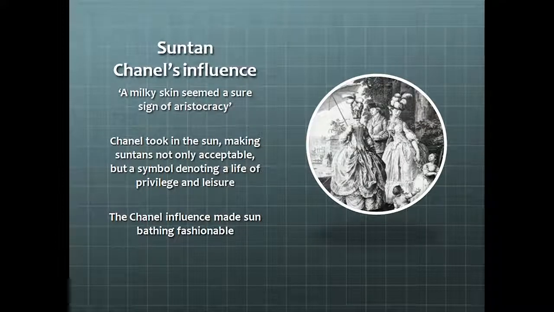I like her fashion. A milky skin seemed a sure sign of aristocracy. So this is the 1800s, early 1900s. If you look at books and movies, women are covered head to toe. That's the fashion. They have a hat, they have an umbrella when they go out. You don't see women with a tan. Only the workers outside were allowed to have a tan. So this was the type of look. They didn't go to the beach or on vacations.